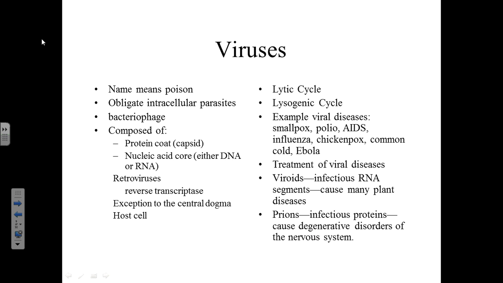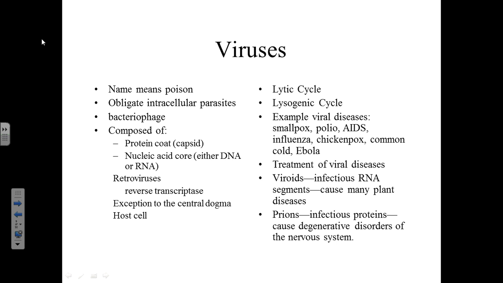And what part gets in? Their genetic material, DNA or RNA. Remember, they're called obligate intracellular parasites. They have to be inside a cell, and when they get in, they cause damage. Bacteriophages are maybe the most simple kind of virus. They're viruses that attack bacteria.